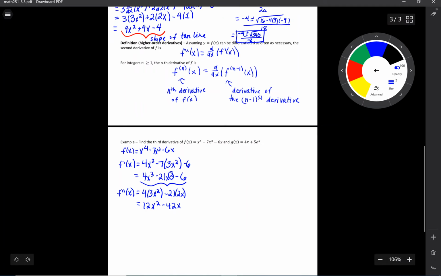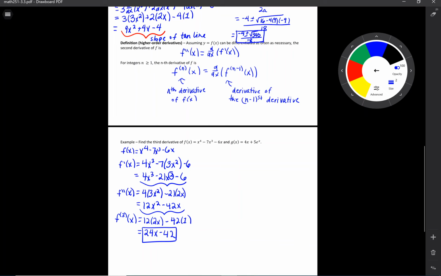And now I need to find the third derivative. So f triple prime of x is just the derivative of the second derivative. So 12 times 2x minus 42 times 1, which is 24x minus 42. That is the third derivative. Later on, we will learn some applications of the second derivative in terms of some physical applications. So that's why this process is useful.